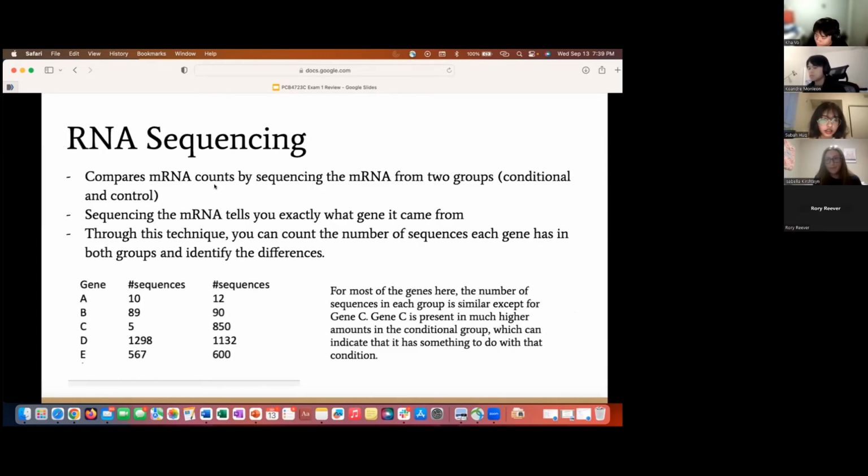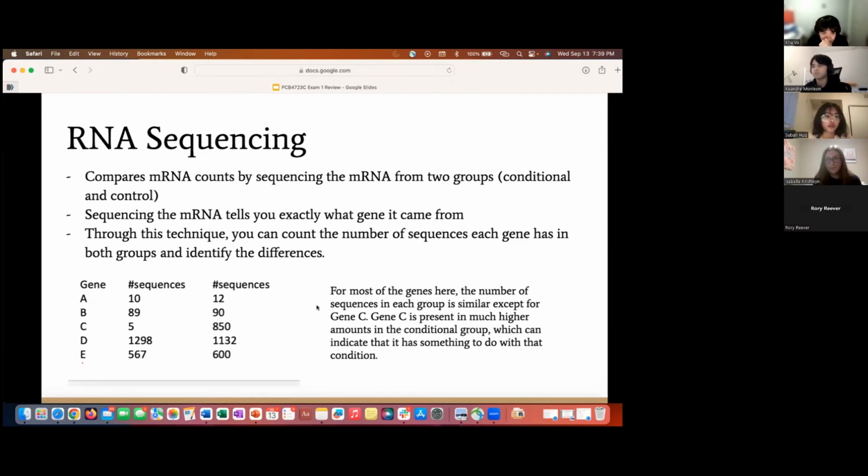And then the last thing I'll be talking about is RNA sequencing. RNA sequencing is easier to do than DNA microarray. With this one, you're comparing mRNA counts by just sequencing the mRNA from two groups. You're still going to have the same two groups, the conditional one and the control. When you do the sequencing, it's going to tell you exactly what gene it came from, so you can count the number of sequences each gene has from both groups and identify the differences.